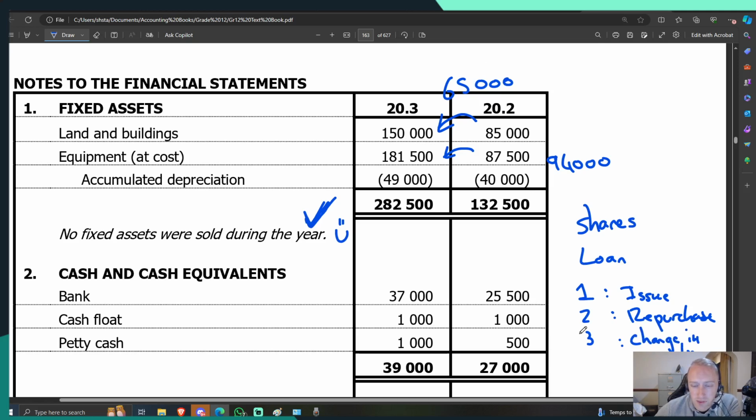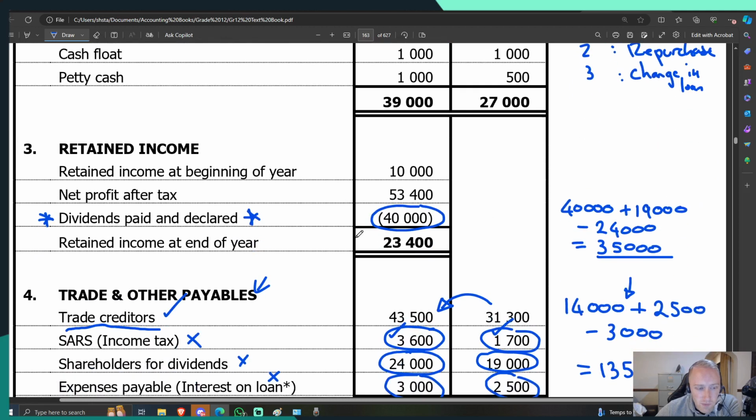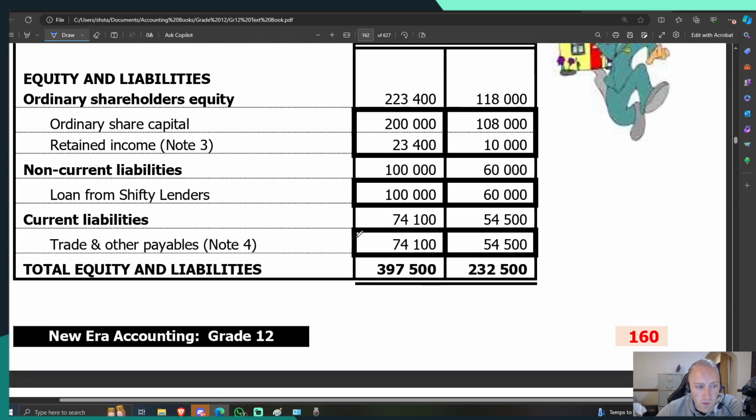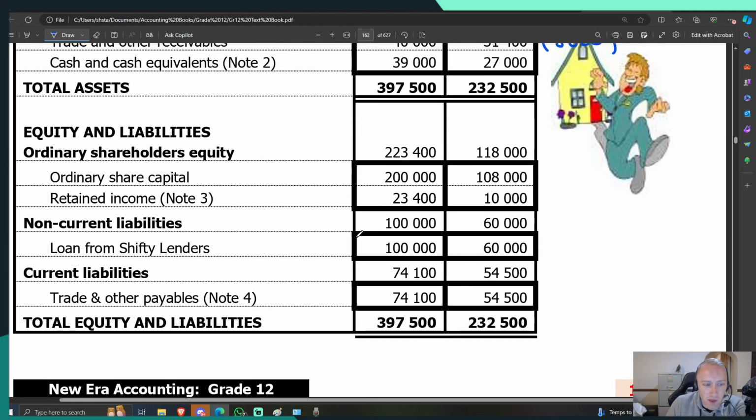So let's see first if there's a change in loan. That's an easy one. So we're going to go to our non-current liabilities. There was a loan change. Here's a loan from Shifty Lenders, from 60,000 to 100,000. So we had an increase in the loans of 40,000 Rand. Now, would an increase in a loan be a cash inflow or a cash outflow? Well, we are getting cash from Shifty Lenders. So this is a cash inflow. So we don't put it in brackets.